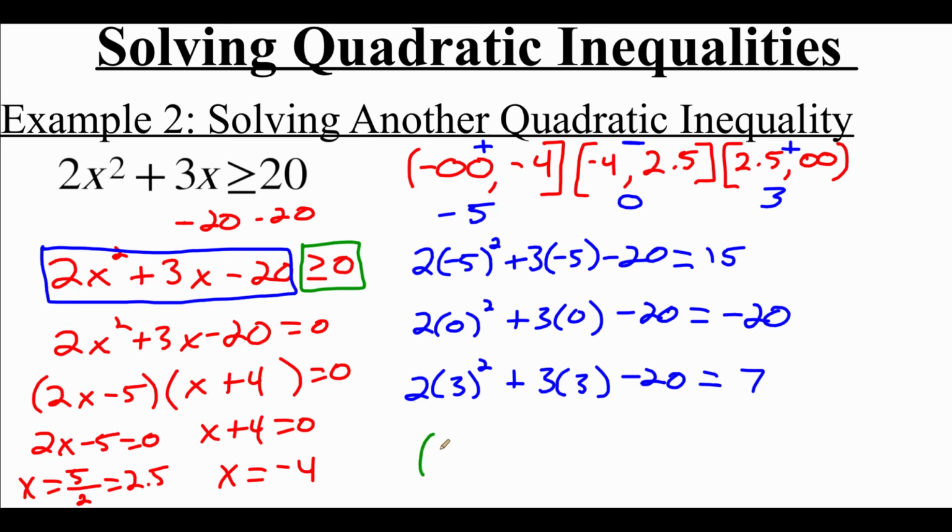So we've got a positive interval that runs from negative infinity to negative 4. But we've also got a positive interval that runs from 2.5 to infinity. So the answer is both of those. And since it's both of those, we're going to use that union notation to show that we mean both of those intervals.